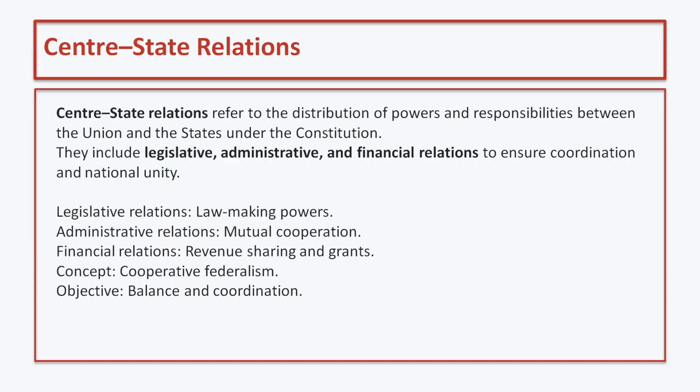Now let us look at what is written on the slide. Center-state relations refer to the distribution of powers between the union and the states. They include mainly three: legislative, administrative, and finance relations. Their objective is coordination, cooperation, and national unity. If you understand these center-state relations in this manner, we can easily handle both short and long answers in exams.